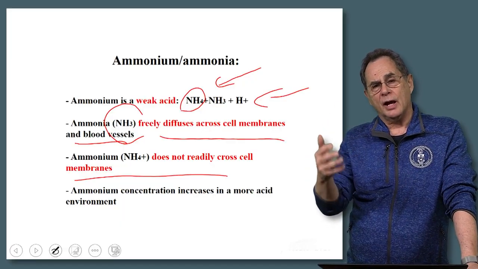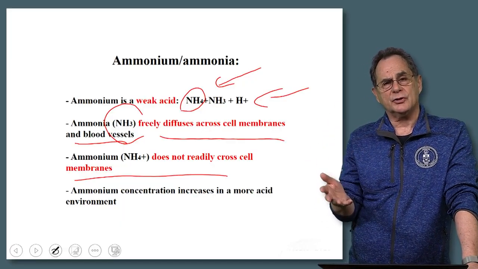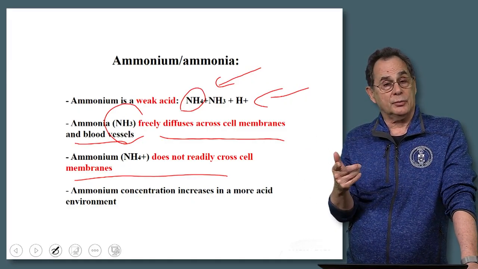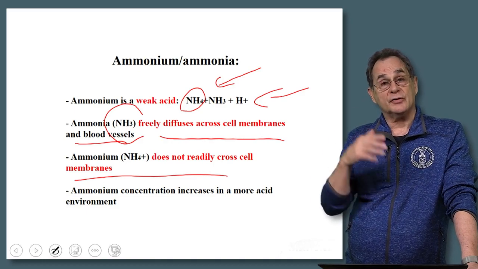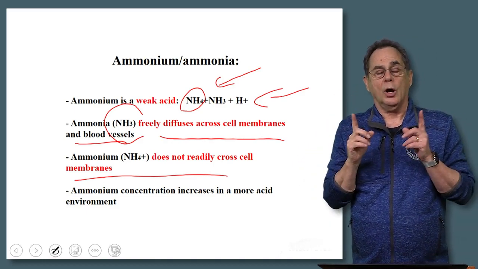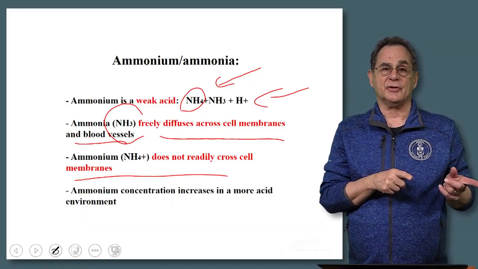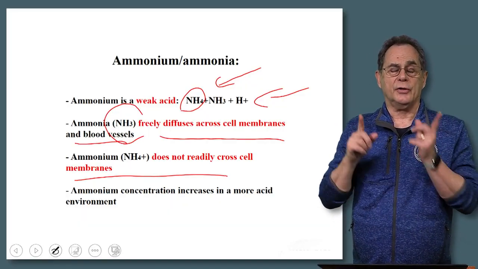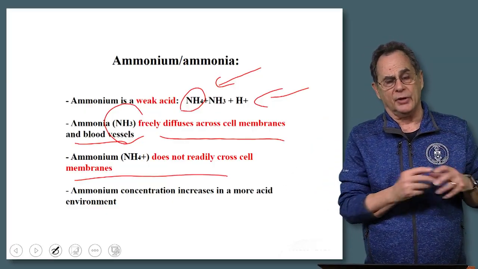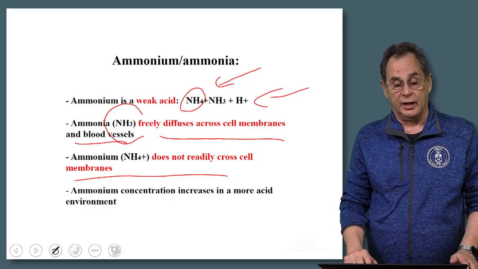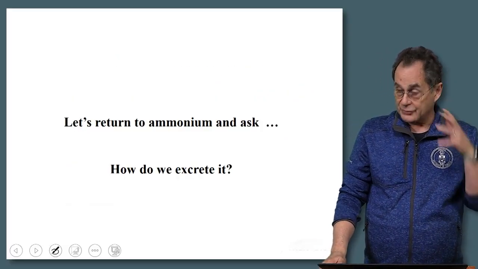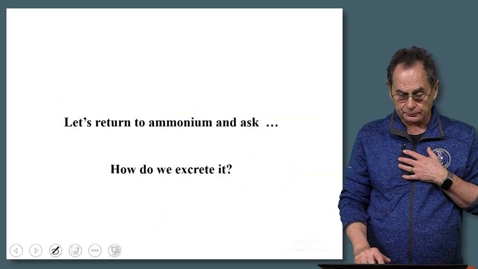And if you and I increase hydrogen production via our metabolism, we can increase our ammonium production between 5 and 7-fold. So it can be very dramatic. So hydrogen ion in excess drives a process that helps to regenerate bicarbonate and create ammonium that can then allow that hydrogen ion to be excreted. So let's return to ammonium and ask ourselves, well, how do we excrete it?